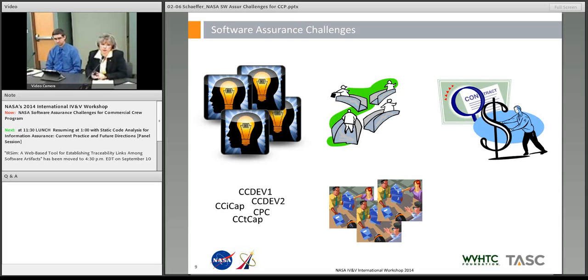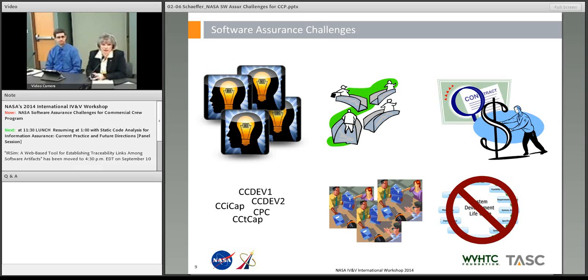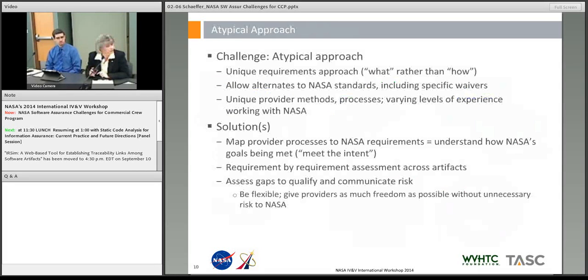Multiple NASA stakeholders. Not only were we working with CCP, who's working on a human-rated system, but we've got MPCV and SLS going on over here. They also have objectives for human-rated missions and systems, so we've got to keep that in mind as we're doing our analysis. And then the one that I guess you could call near and dear to my heart is the whole atypical approach, not only taken by the program, which I've already hinted at, but also by the way the providers responded to the different agreements throughout the different phases.